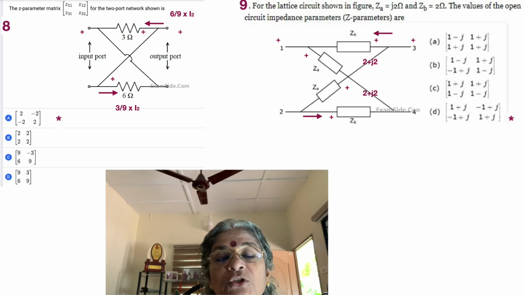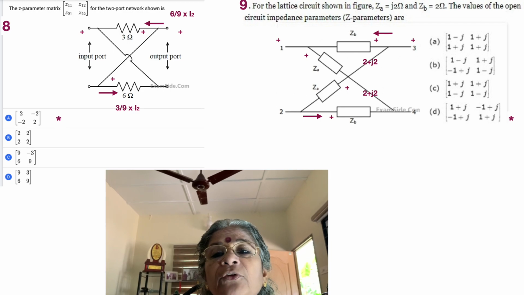So now moving on to the ninth problem, a similar situation is shown here. But the only difference is that in the cross coupling, we again have impedances. So what do we have here? We see that ZA is equal to J2, ZB is equal to J2, and we already talked about the cross coupling, the values of the open circuit impedance parameters. We again want the impedance parameters from the lattice circuit that's given.